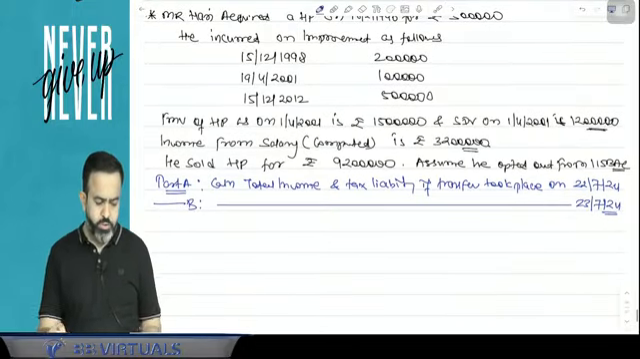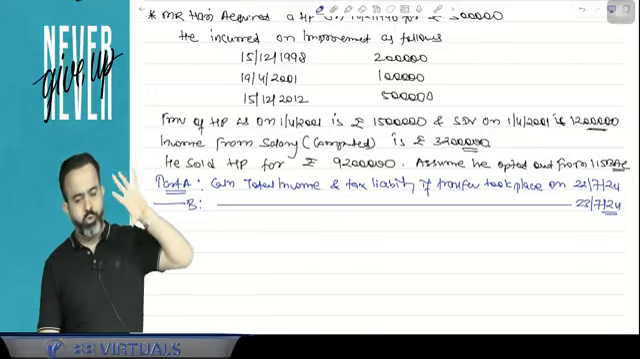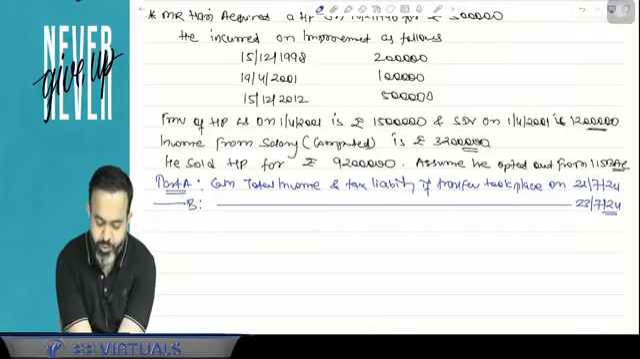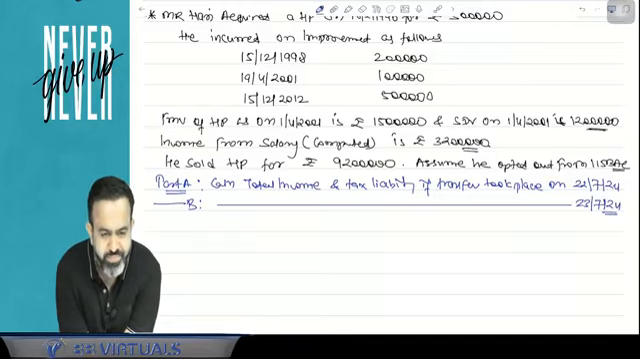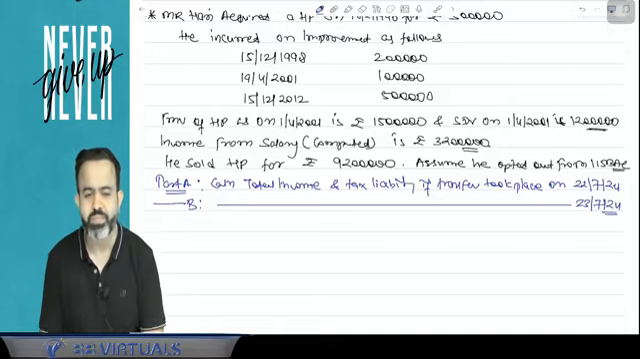Now you have to solve this question two times. One is, if transfer took place on 22nd of July 2024, then what will be your total income and tax liability? And in the second part, if it is transfer on 23rd of July 2024, then what could be the tax liability and total income? Just do it.